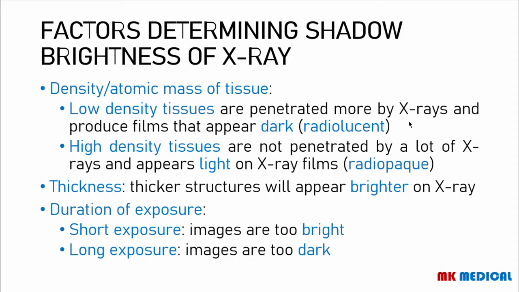And then of course, another thing is the thickness. So the thicker the structure, the brighter it is going to be on X-ray, because it's attenuating a lot of X-rays. Then of course, the third factor that's going to be affecting the brightness of the shadow on the X-ray is obviously the duration of exposure. So if you expose this to a lot of X-rays, it gives a lot of time for the X-rays to penetrate through the tissue. So it means that the image is going to appear too dark. If you have a short exposure, meaning that there's not enough exposure for the X-rays to actually meet the film, it means that the film will remain bright, remain light.